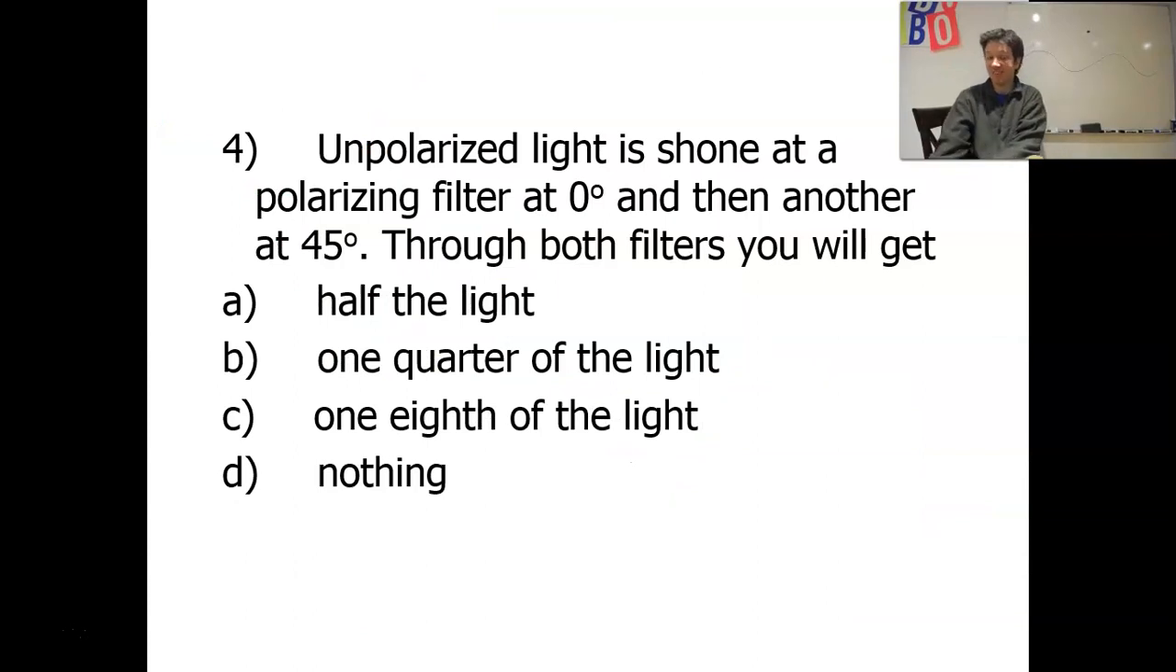All right, next. Unpolarized light is shown at a polarizing filter at 0 degrees. We'll say 0 degrees is our horizontal filter. And then another at 45 degrees. How much light gets through? All right, so think about that.